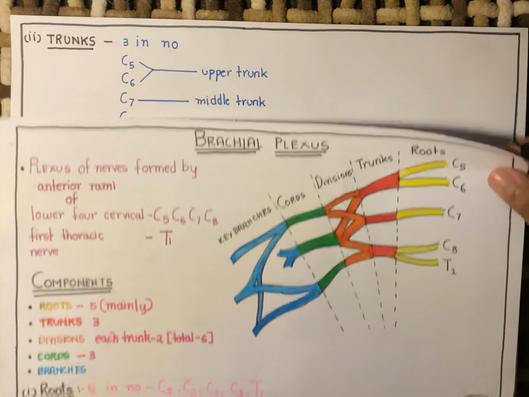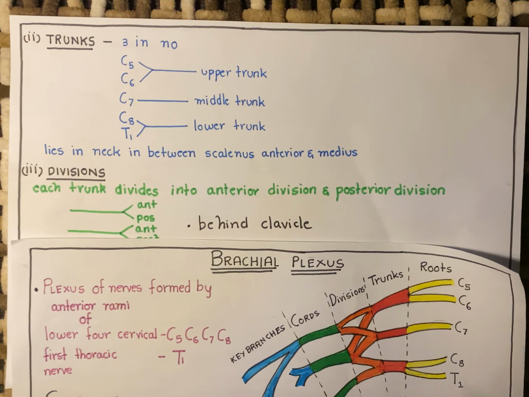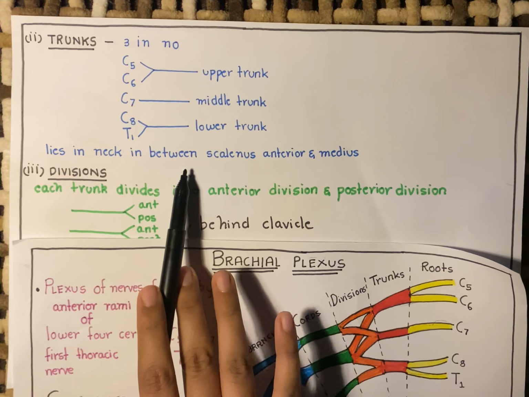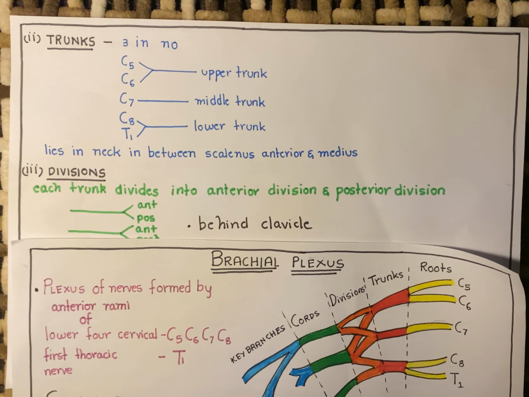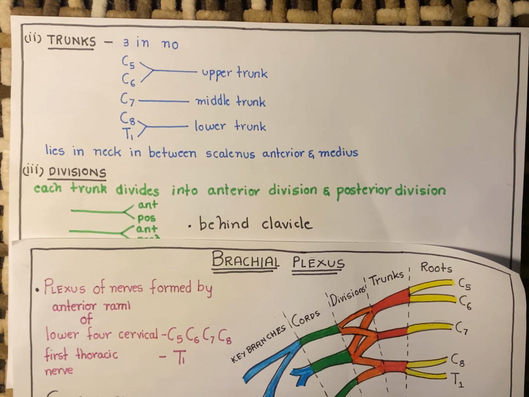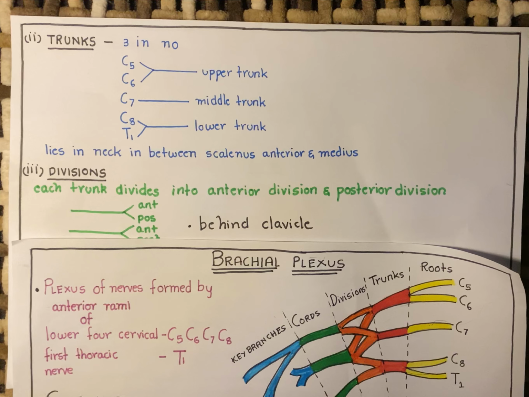Now, let us move on. Another point about the trunks is that the trunks lie in the neck in between the scalenus anterior and the scalenus medius muscles. Please imagine that the roots are basically a continuation of the anterior rami of the lower four cervical and the first thoracic nerve. The roots are situated in your neck. Then the trunks are also situated in your neck.